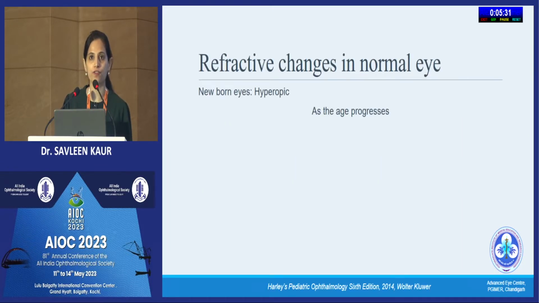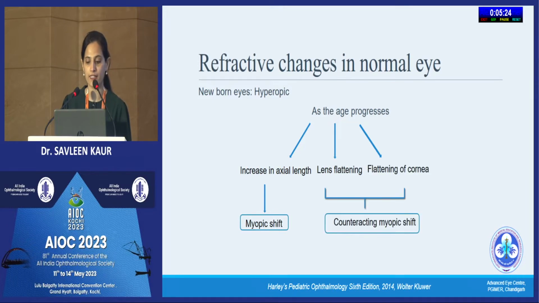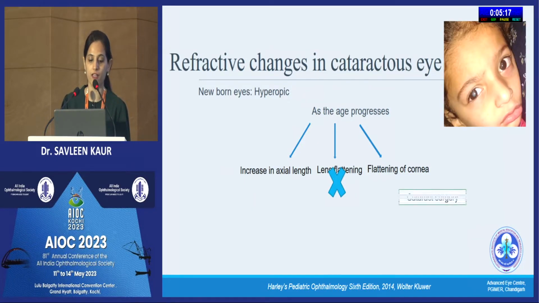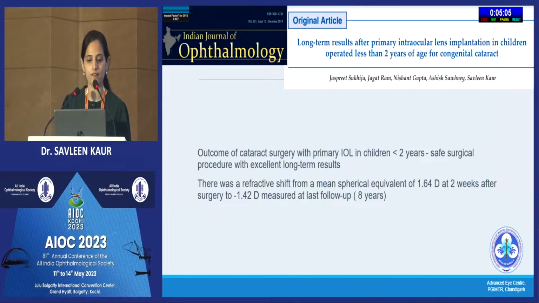So this myopic shift is basically as compared to a normal child. When the child is growing, there is an increase in axial length, and the lens flattening and the flattening of the cornea compensate for it. But in cataract, because you have this increase in axial length, which is not compensated by the lens flattening and the corneal flattening, because of the surgery also that you might do, there is a further increase in axial length and usually you get a myopic shift. In Indian eyes, we have seen that the myopic shift goes up to 8 diopters when you operate on a child less than 6 months of age. Again, a publication by our group.